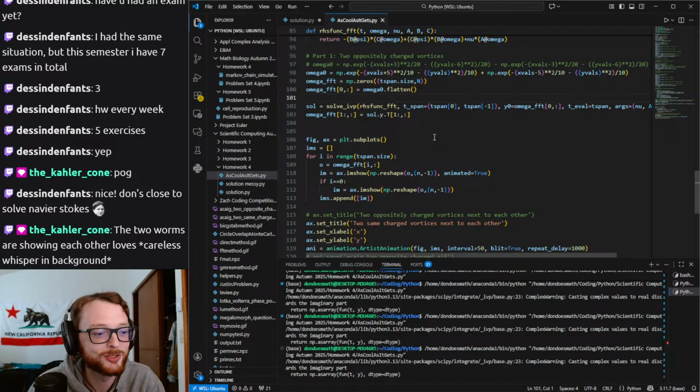Two worms are showing each other love. Careless Whisper. Yeah. This might be another saxophone song. Maybe not. But we did just have the saxophone song playing. One of them.